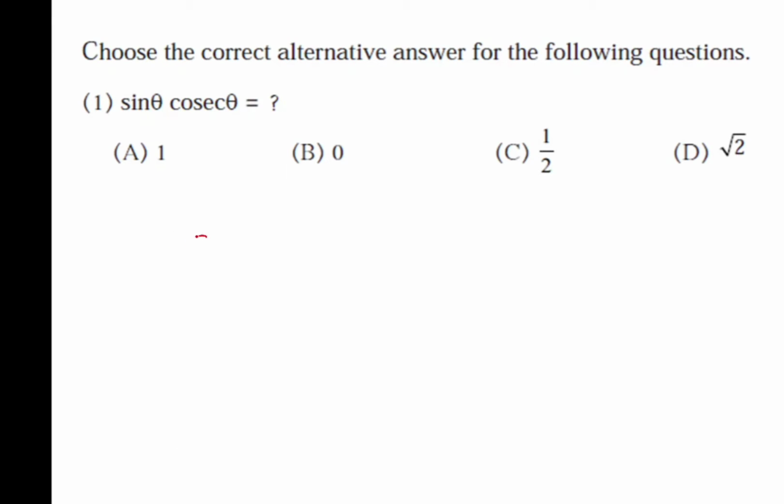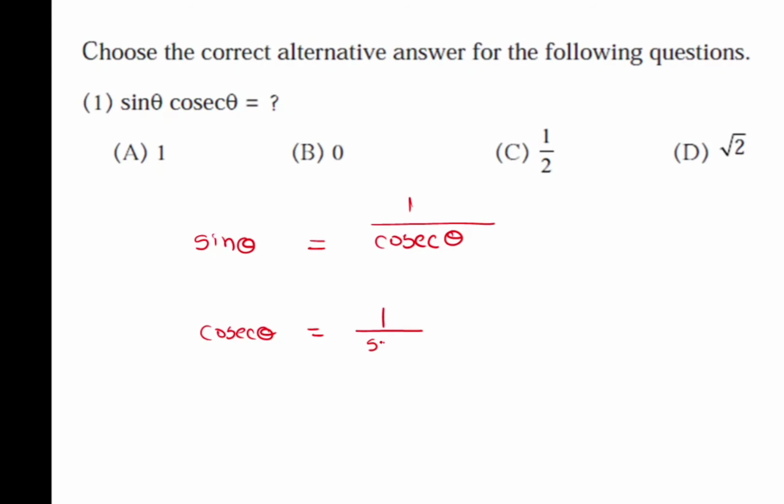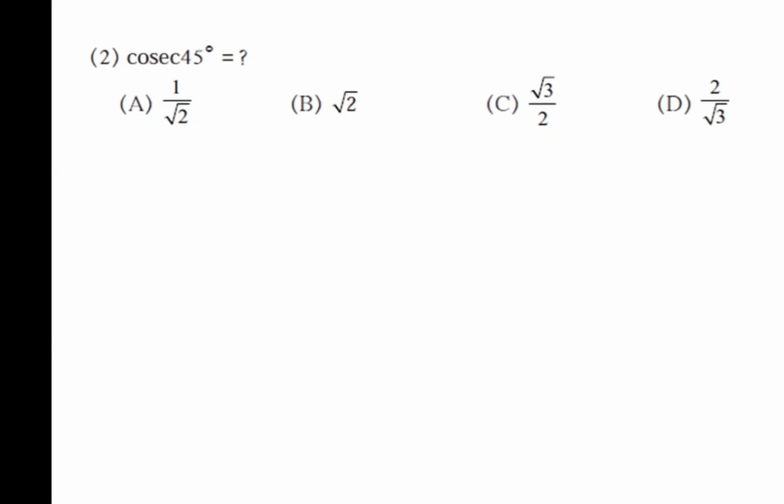Now as we know that sine theta and cosec theta are reciprocals of each other. That means sine theta can be expressed as 1 divided by cosec theta, or cosec theta can be written as 1 divided by sine theta. So in short, as these two are reciprocals of each other, sine theta into cosec theta must be equal to 1. So here sine theta into cosec theta must be 1, that is option A is the correct alternative. Let's have the next question.